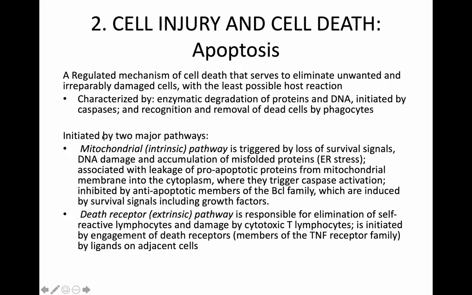So, two differences in how the two pathways are triggered. Mitochondrial pathway is triggered by genetic abnormalities, loss of survival signals. For example, in starvation, you have loss of survival signals, and then when there's DNA damage or misfolded proteins, that also triggers the mitochondrial pathway. For death receptor pathway, inflammation usually leads to this. So you have damage by cytotoxic T lymphocytes and all.